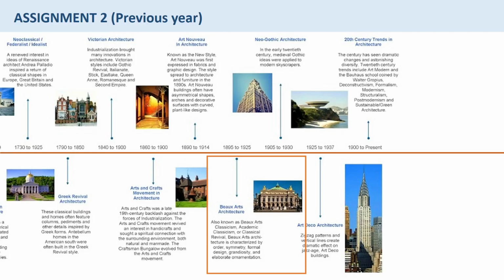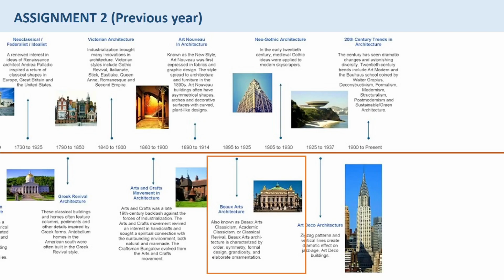Then neoclassical. So after the whole detailed ornamentation periods of Baroque and Rococo, we had neoclassical again. What happened in neoclassical? A renewed interest in ideas of the Renaissance, and it led to the return of classical styles in all of Europe, Britain, and the US. A lot of buildings constructed during this neoclassical era used Greek temple elements in their buildings, which we will see in a few examples in the next slides.